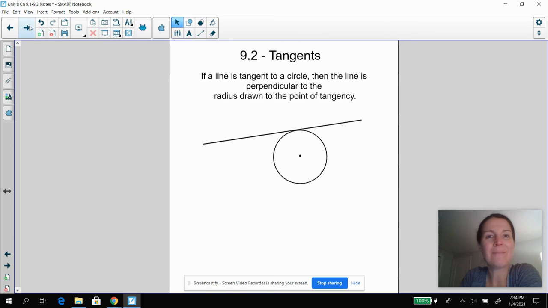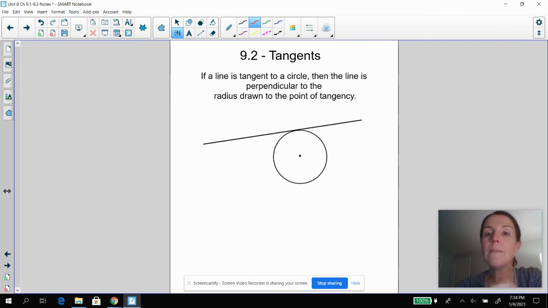All right. So I told you that we were going to be talking a little bit more about tangents. So this is section 9.2, and it's all about tangents. Section 9.2 talks about how if we have a line or a line segment that is tangent to a circle, it just means that this line that we have right here, and I'm going to make it look a little bit more exciting. Remember, a tangent is touching a circle in one spot.